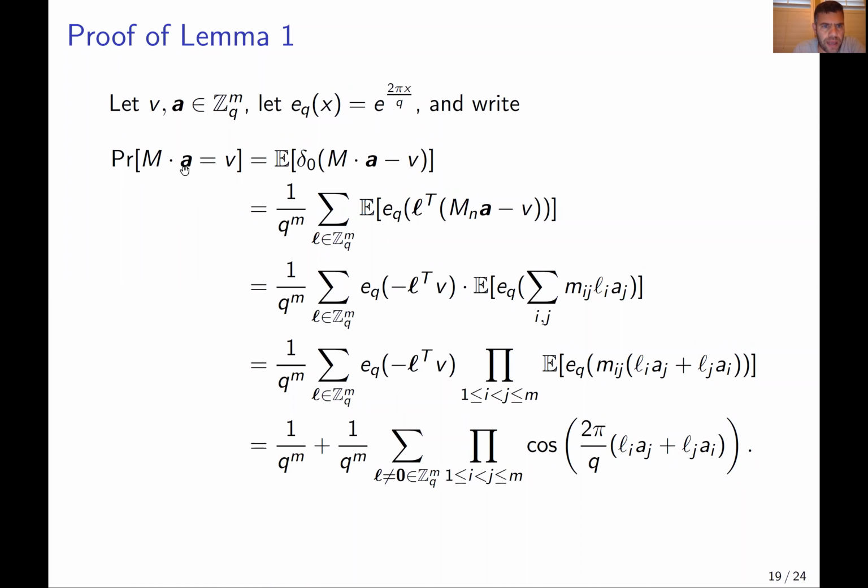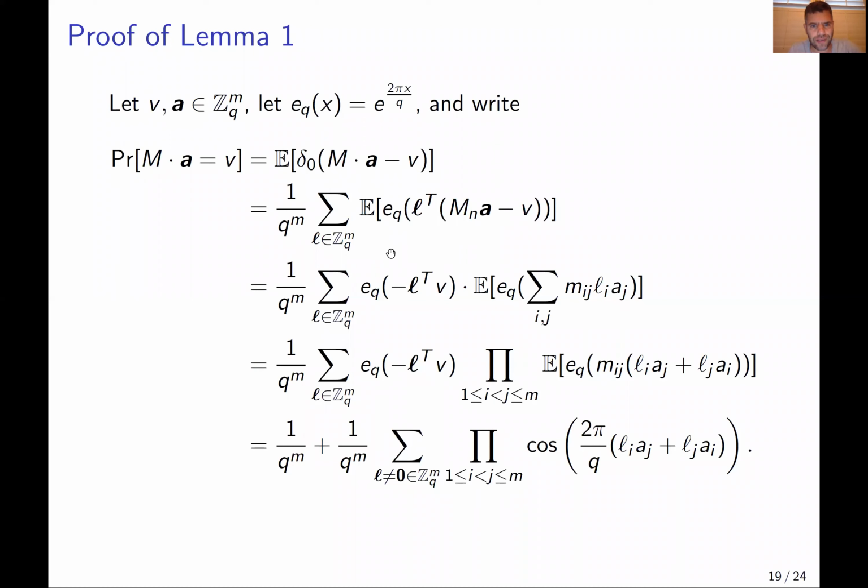So the probability that M times A equals v is the expectation of the delta function, of the indicator function of M A minus v equals 0. This is just the expectation. And now we can expand it and observe that this Kronecker delta function we can write as 1 over q to the m, summing over all the vectors l in Z_q to the m, of the expectation of e_q of l transpose times (M A minus v). If you are not familiar with this argument, you just need to think about it for 2 seconds, because this is really a trivial identity, well, actually I can write it.